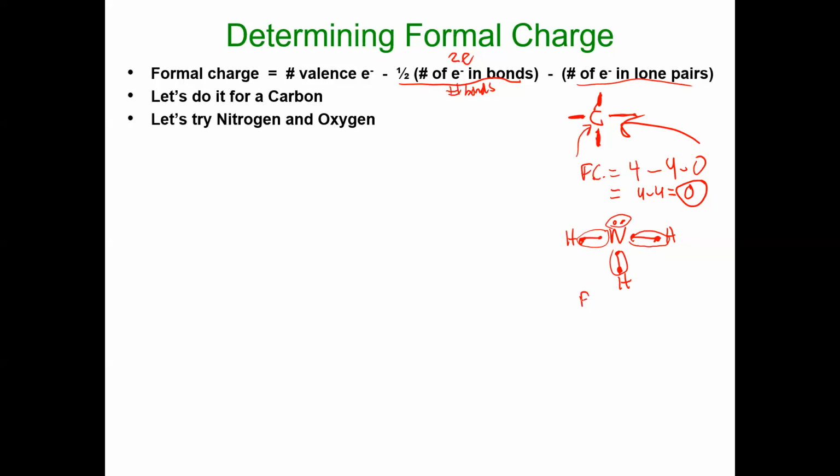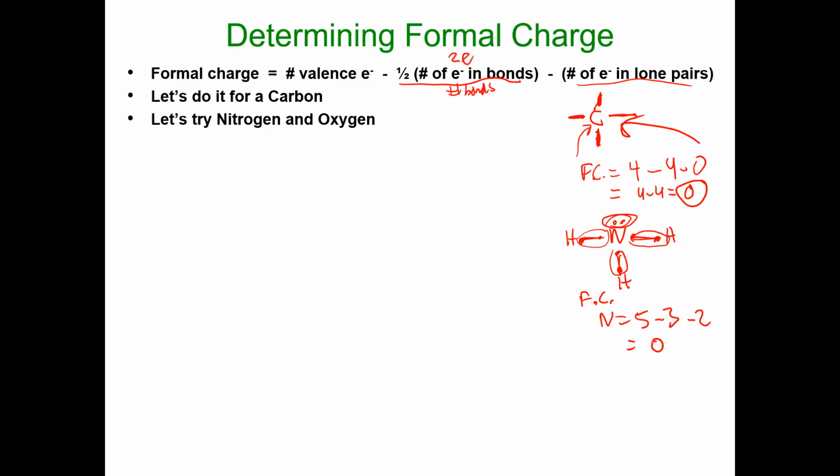So how do I figure out the formal charge for this nitrogen? For nitrogen, how many valence electrons? We already said 5, because it's in group 5A. How many bonds? Well, it likes to form 1, 2, 3, minus 3. Now, how many electrons in lone pairs? It had 1 lone pair and each lone pair has 2, minus 2 equals 0. So that's why nitrogen likes 3 bonds and 1 lone pair. That's why that's the preferred bonding pattern.